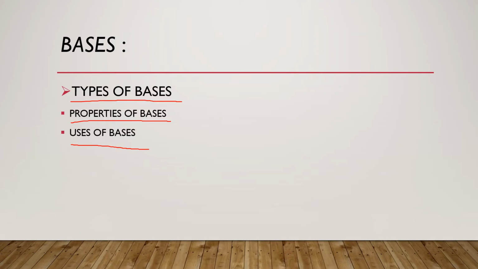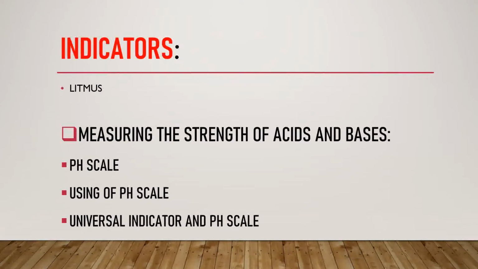Now let's move to another topic, that is indicators. Most substances simply cannot be tested by taste or touch as they may be corrosive and dangerous. How would you find out the nature of such a substance? Is it an acid, a base, or a neutral substance? A safer way is to use certain chemicals called indicators to find out the nature of a substance. They indicate whether a substance is acidic or basic.